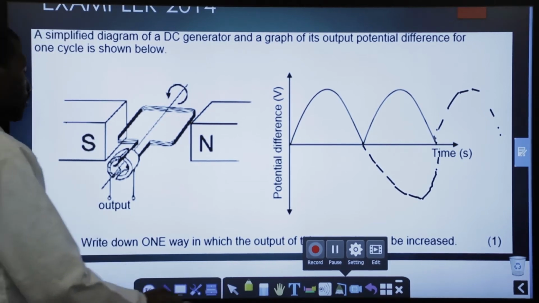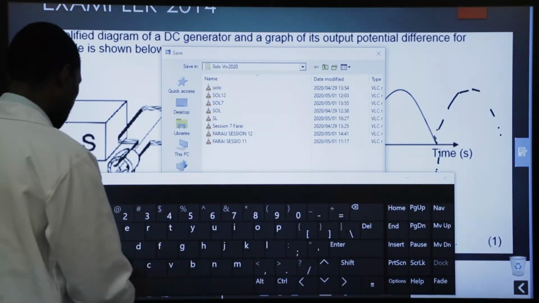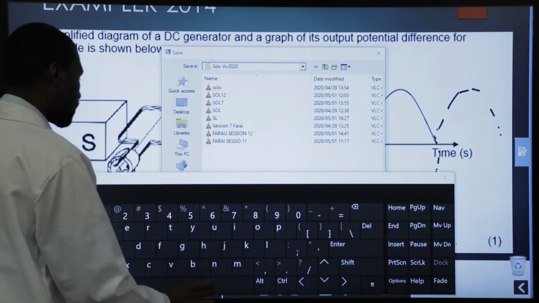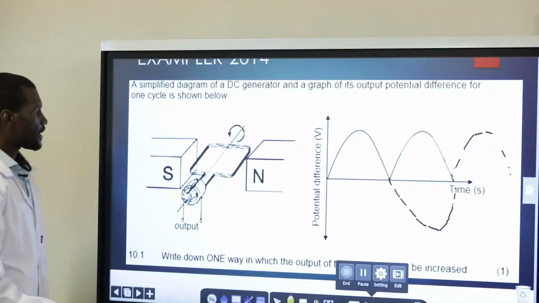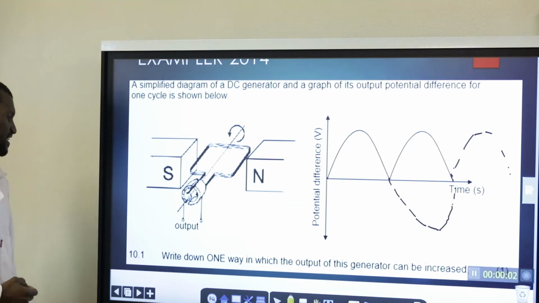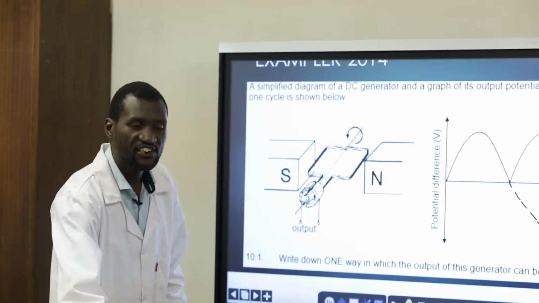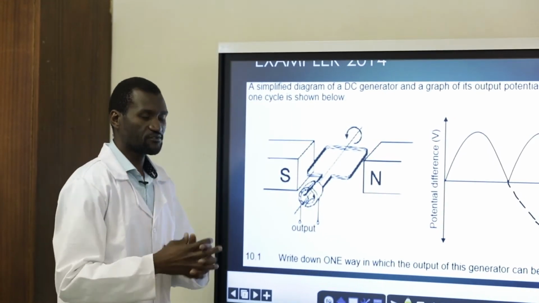So below we've got a DC current, and this DC current is the one that is in action here, being generated. The question says write down one way in which the output of the generator can be increased. We already have three ways that we can increase the output. One of the ways is increasing the speed. The other way is increasing the strength of the magnet.